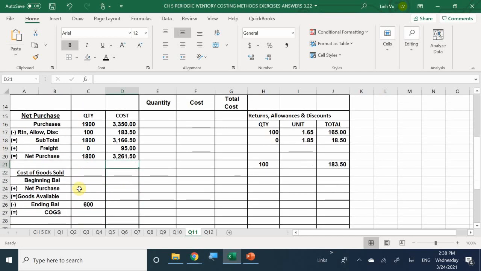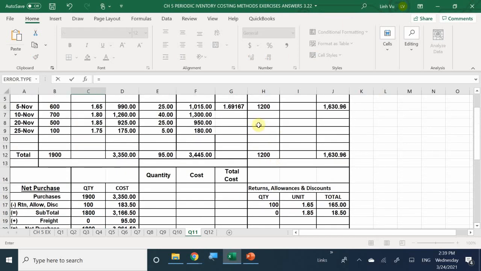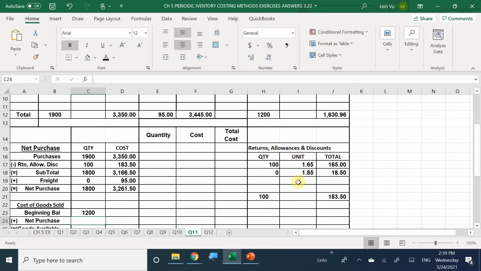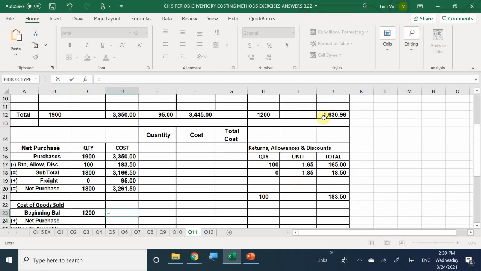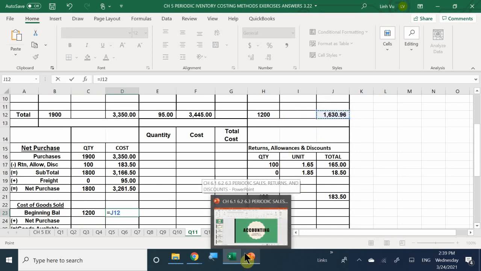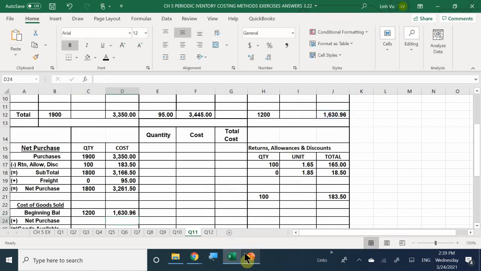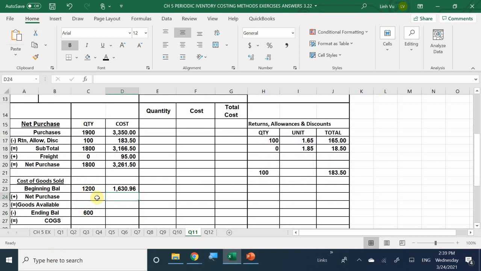Now, the next bottom half here. Did I have beginning inventory? Yes, you did. You had the 1,200 from the previous inventory worksheet, costing me a total of 1,630. Okay. Right? We're going to carry down our total net purchases that we solved from right above.